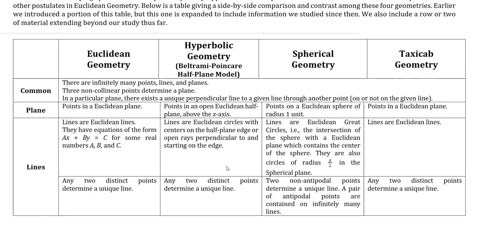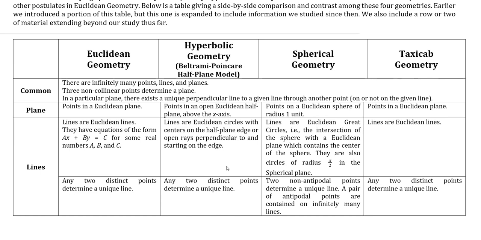So they have some things in common for all four. There are infinitely many points, lines, and planes. Three non-collinear points determine a plane. In a particular plane, there exists a unique perpendicular line to a given line through another point, either on the line or not on the given line. The proofs are different, but those are characteristics that you could get in all four of these geometries.